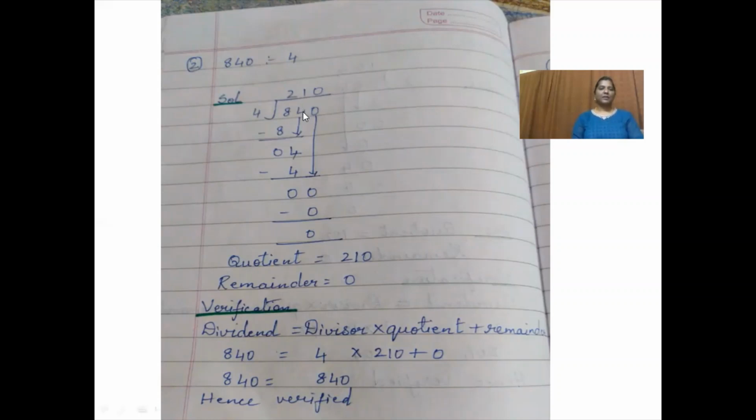Now the number in the tens place is 4. Write 4 beside 0. Now, 4 ones are 4. Write 1 in the quotient place and 4 down. 4 minus 4 is 0. The number in the ones place is 0. Get the number beside the 0. Now 4 into 0 is 0 and 0 minus 0 is 0. Now the quotient we got is equal to 210, remainder is equal to 0.